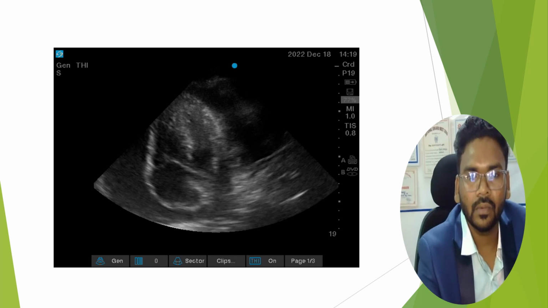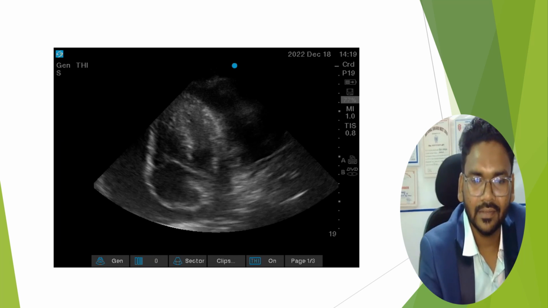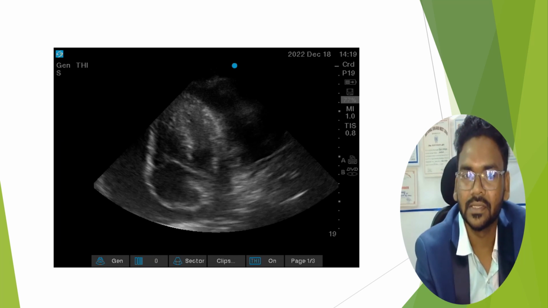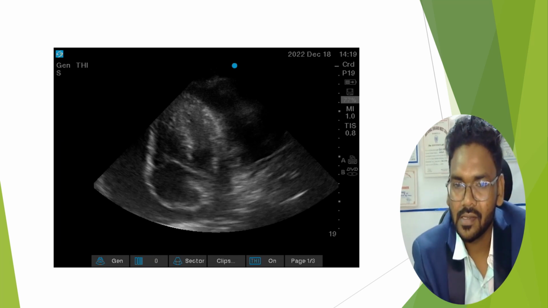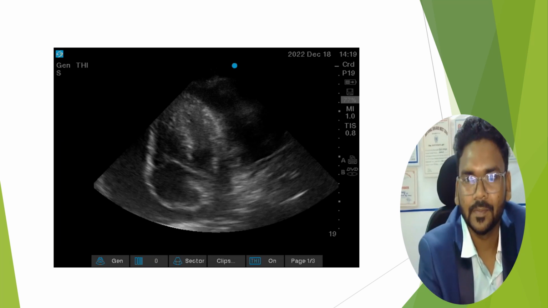So how will you manage this condition? First, we have to give O2 support, then we have to do fluid resuscitation, and then pericardiocentesis. In pericardiocentesis, we have diagnostic pericardiocentesis and therapeutic pericardiocentesis.